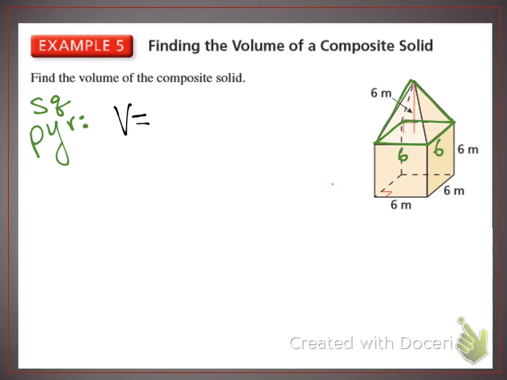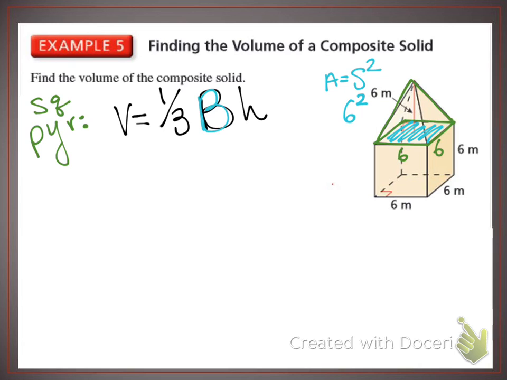What is the volume formula for any pyramid? 1/3 area of the base times the height. So let's find the area of the base. So we're finding the area of this base. What is the area formula for a square? Yes, side squared. What is the length of the side? 6. So 6 squared, which is 36. So we'll have 1/3 times the area of the base, which is 36.